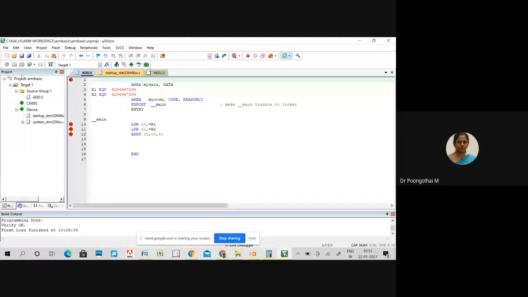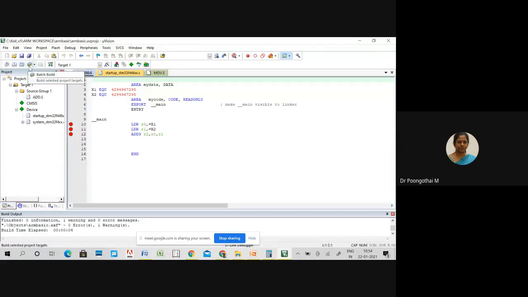Now I'm going to connect the Nucleo board to my PC. The board is connected to the PC. Now I'm going to execute this program. The program is executed without any errors.